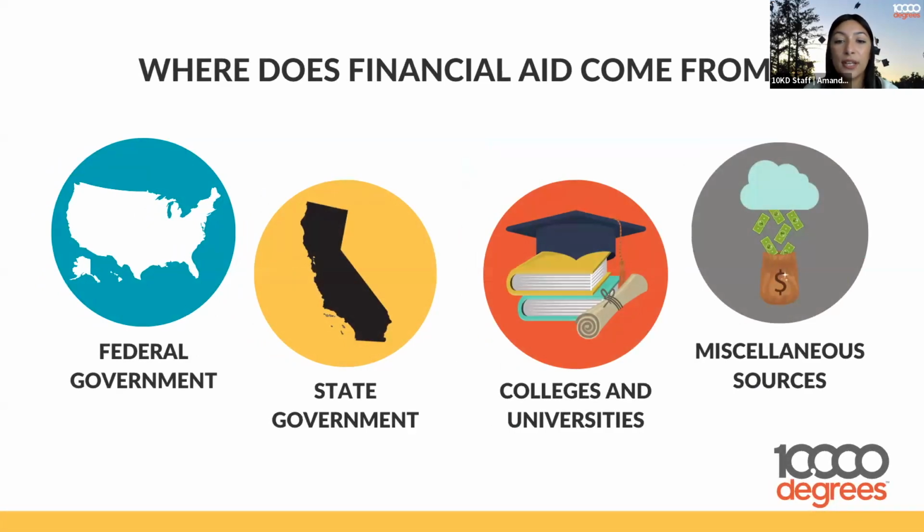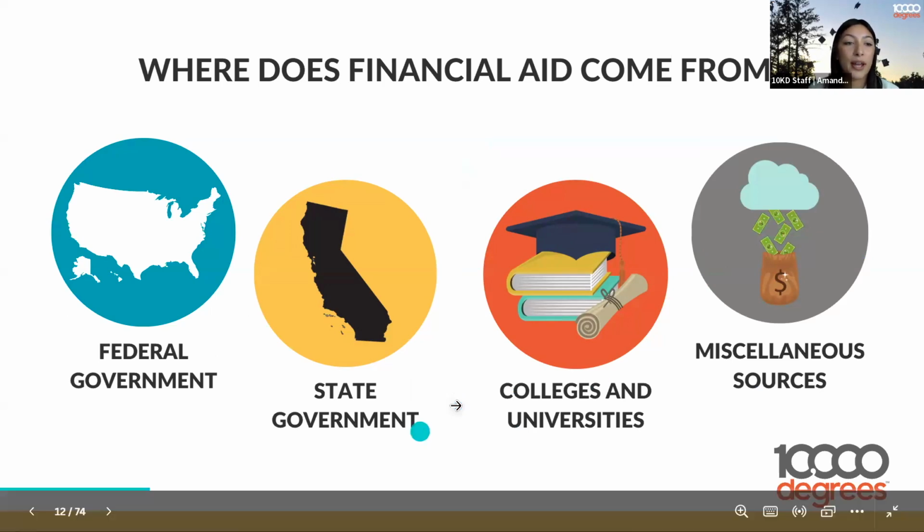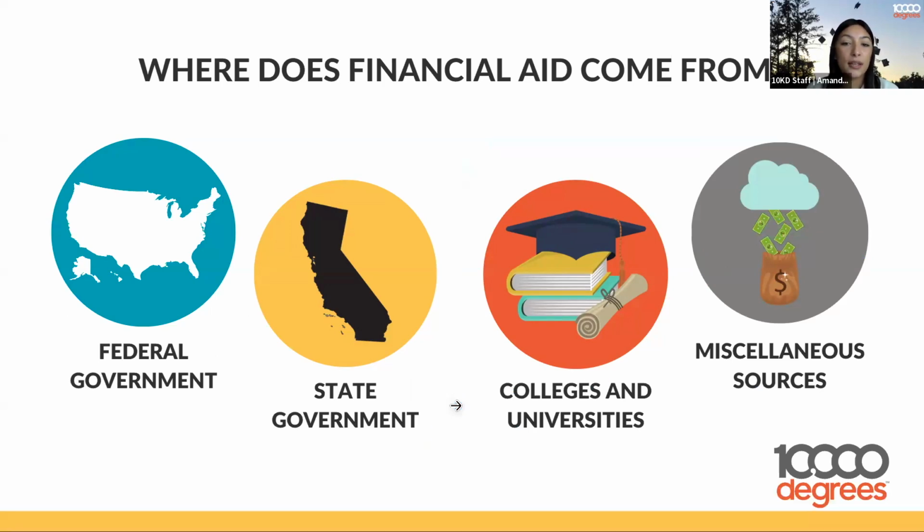And where does financial aid come from? Financial aid comes from the federal government, such as Pell Grants, loans, or work study, and also the state government, such as the Cal Grant, the California Promise Grant, or the Chafee Grant, also from colleges and universities in the forms of institutional grants and institutional scholarships, and miscellaneous sources such as other scholarships, the 10,000 Degree scholarship, or maybe some gift aid from family.